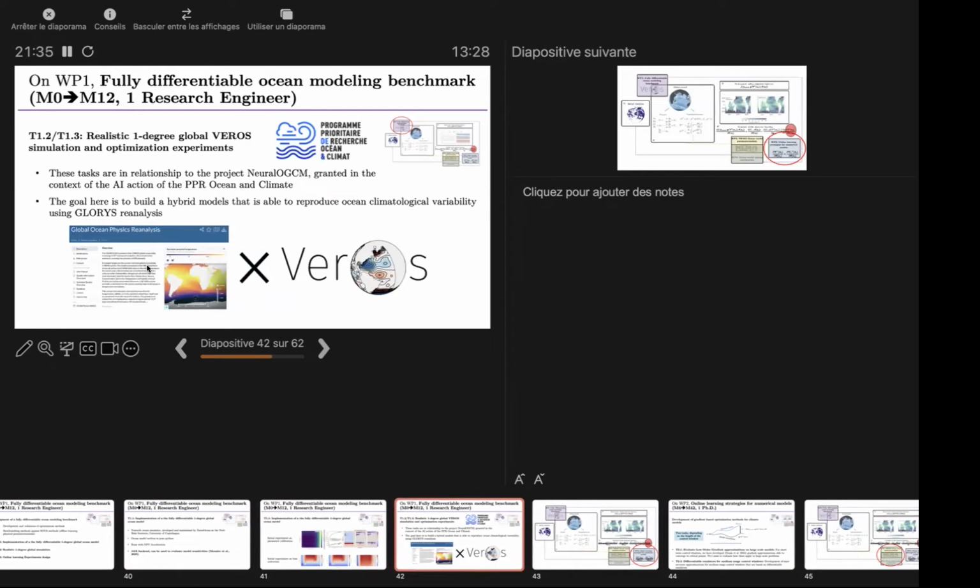What is interesting is that these two tasks are related to another project called NeuralGCM, which is funded in the context of the AI action of the PPA Océan et Climat. The goal of this other project is to build a hybrid model that reproduces the GLORYS reanalysis. What is interesting here is that LEAP-HCS will benefit from some extra human resources time and also from collaborations in the context of this project.